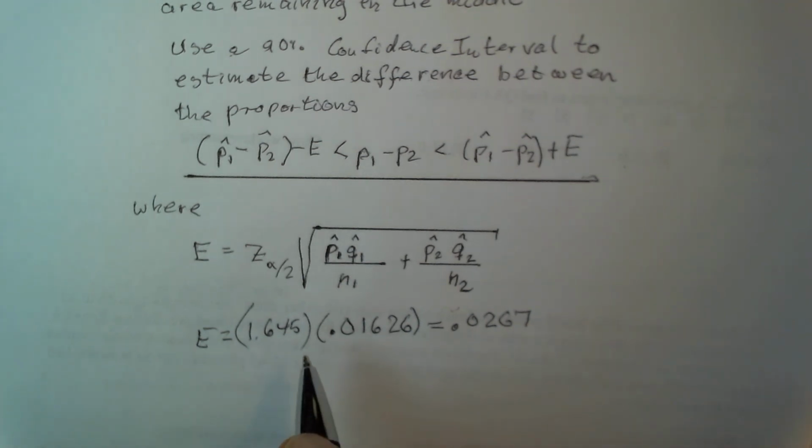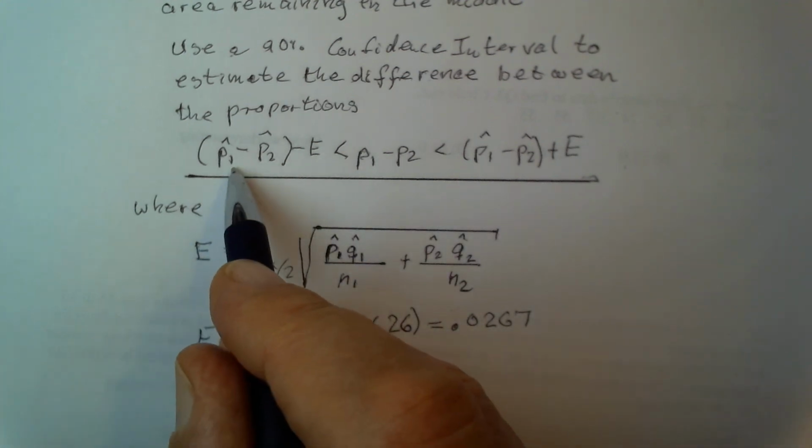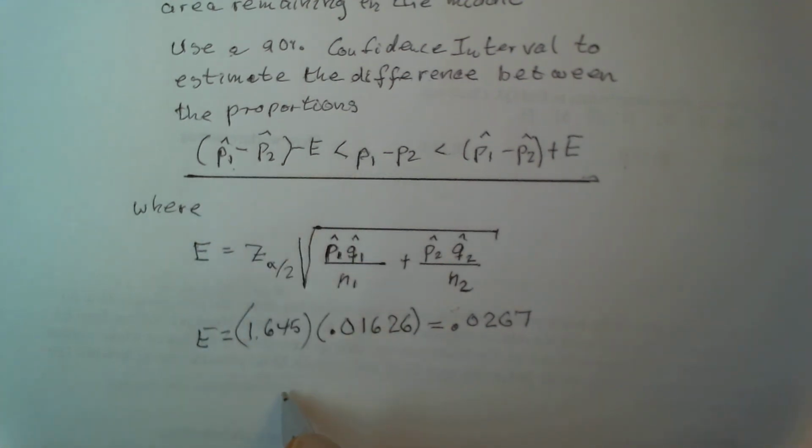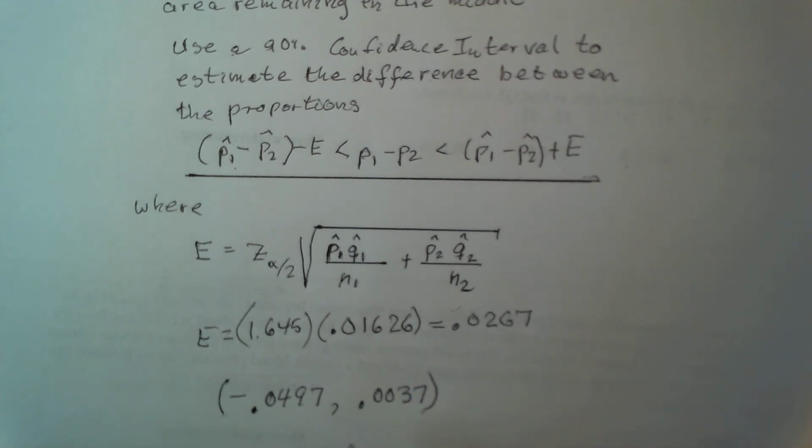And so then using our p1 hat and p2 hat, our confidence interval turns out to be from minus 0.0497 to 0.0037. Now notice that the confidence interval contains 0, which is an indication that we fail to reject the null hypothesis.